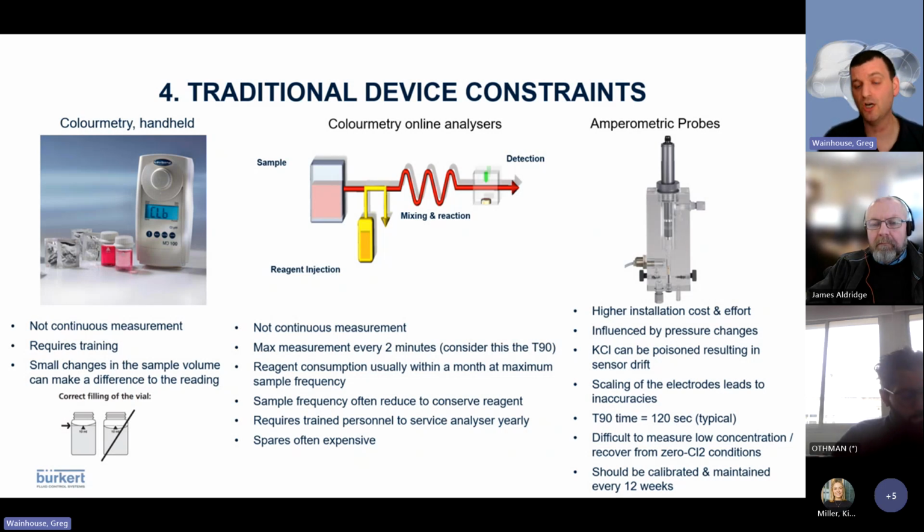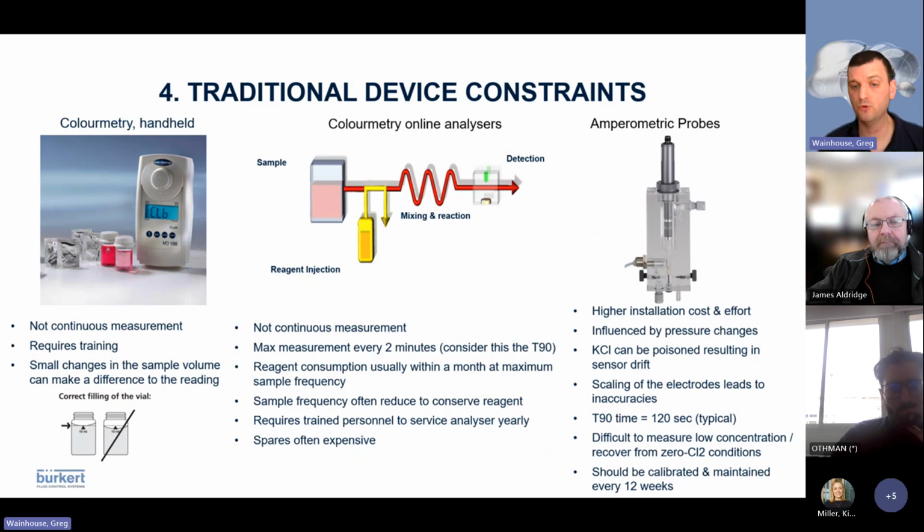Now, the T90 time of a traditional amperometric probe can be about 2 minutes, but it also depends on the quality of the electrolyte and the membrane. So there are various different things to take into consideration. And again, that T90 time could be missing the peaks and troughs that are coming through the process.